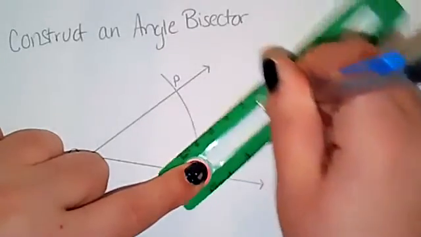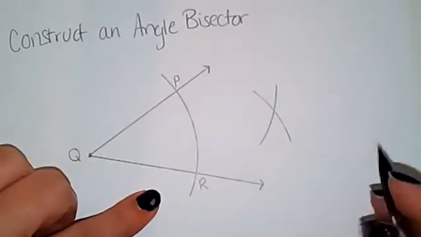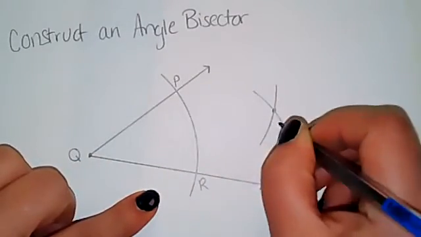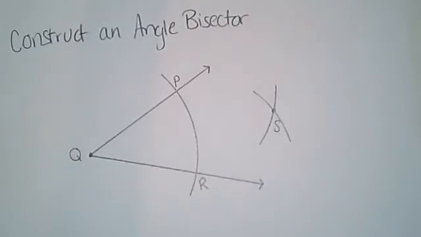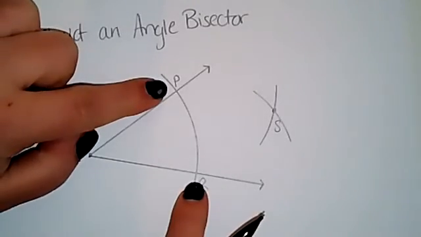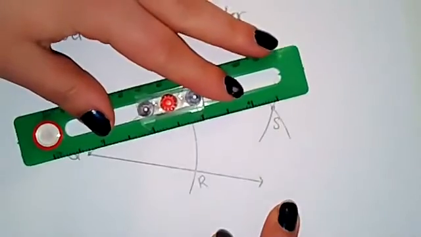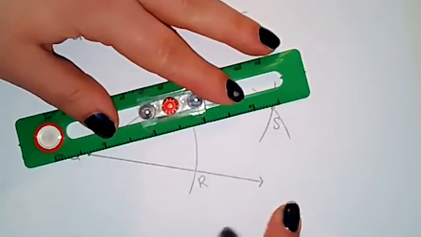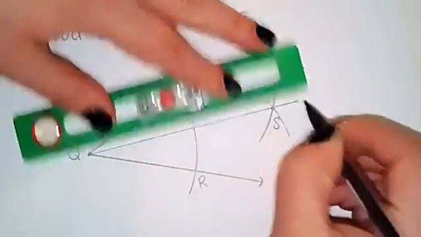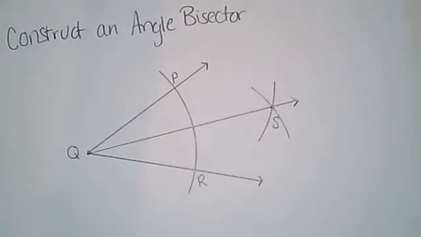Everything that's on this arc is equidistant from R, and then this very special point here, we'll call it S. We like it because it's equidistant from both P and R, which means it will fall on the angle bisector. So we're just going to draw ray QS with the help of our straight edge. Okay, let me do that one more time.